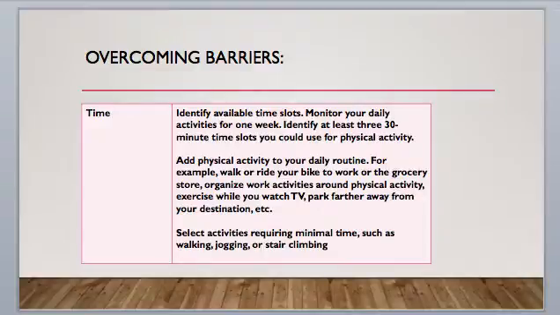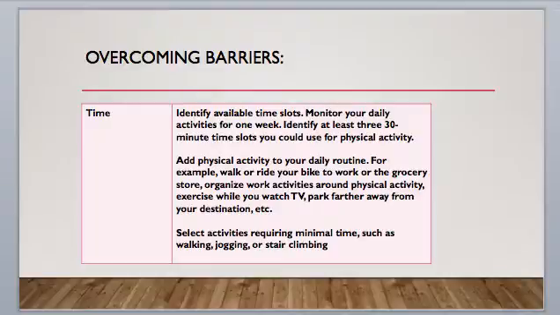One of the most common barriers is time, or lack thereof. Here are a few ways to overcome the barrier of time constraint. Identify available time slots. Monitor your daily activities for 1 week. Identify at least 3 30-minute time slots you could use for physical activities. Write this down on your work calendar, on your personal calendar. Set a note in your phone.